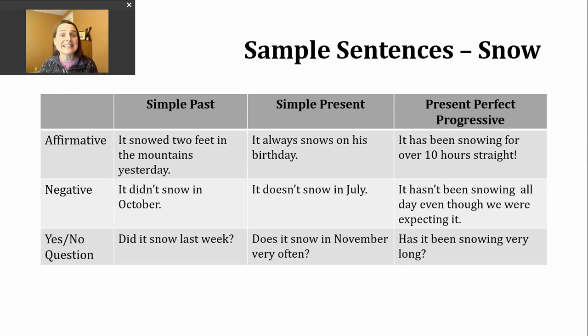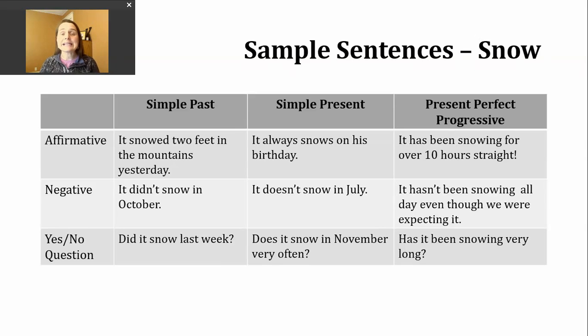So I'm not using the ed form in the negative. Here's another example sentence. It didn't snow in October. So again, we have this definite or known time period, the month of October.